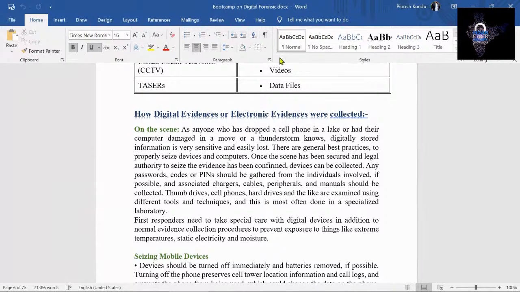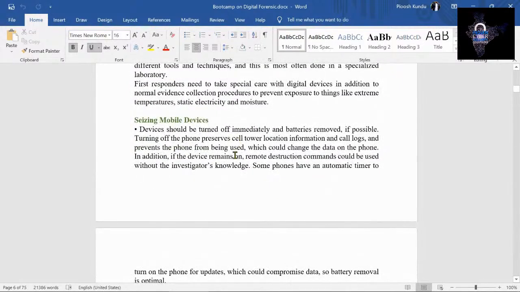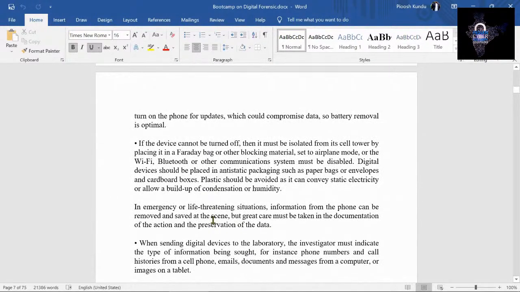Now, the seizing of mobile devices. How are mobile devices seized in the digital forensic field? Devices should be turned off immediately and batteries should be removed if possible. Turning off mobile phones preserves the cell tower locations and the information on the call logs, and prevents the phone from being used, which could change the data on the phone. In addition, devices could receive a remote destruction command without the investigator's knowledge. Some phones have automatic timers to turn on for updates, which could compromise the data. So battery removal is optional in nature.